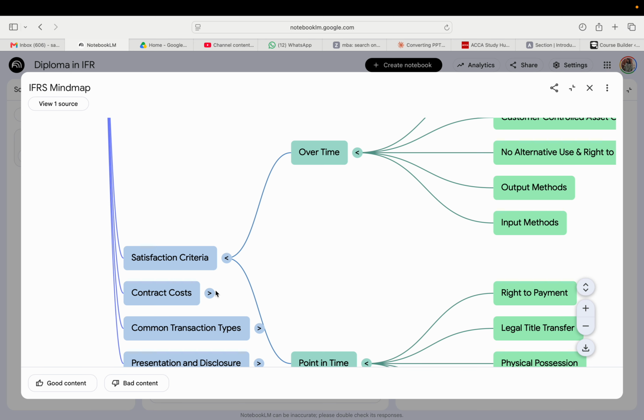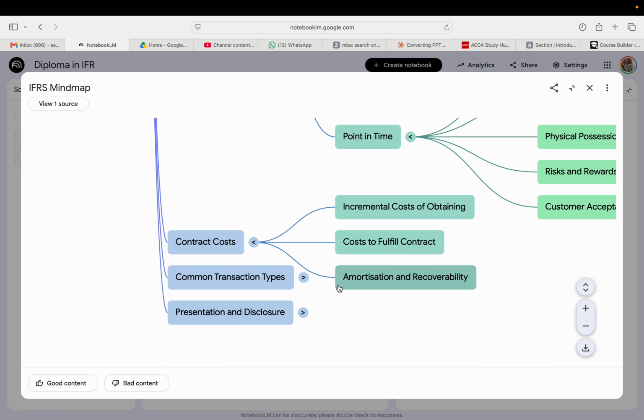Then the contract cost. Because it's revenue from a contract with a customer, there is a cost also. There's a cost of obtaining that contract, and there's a cost to fulfill that contract. We'll see what those costs are and how to deal with them in detail in my lecture 3 when you purchase the course, along with amortization and recoverability.